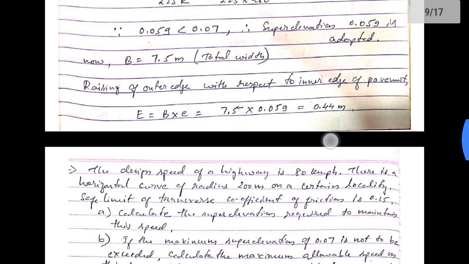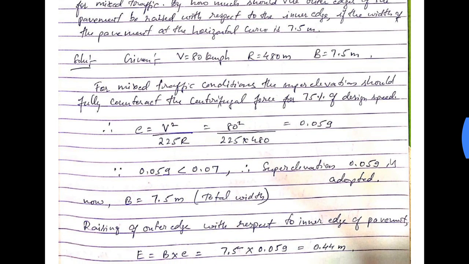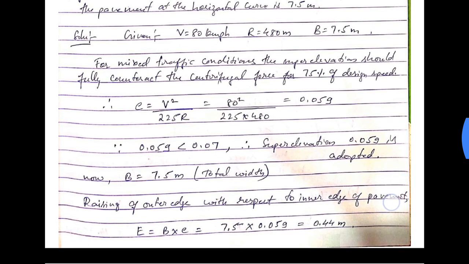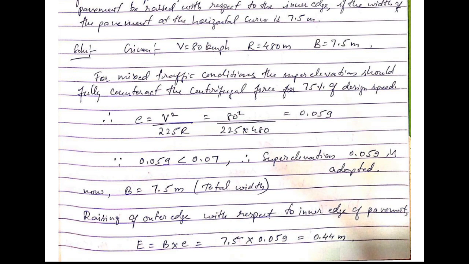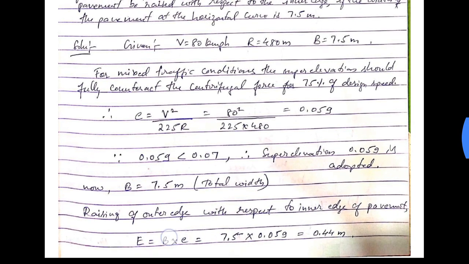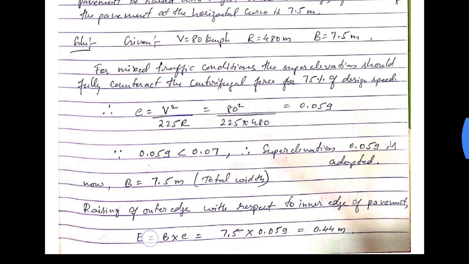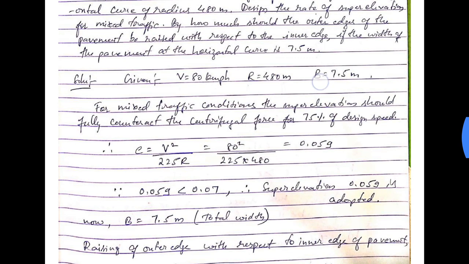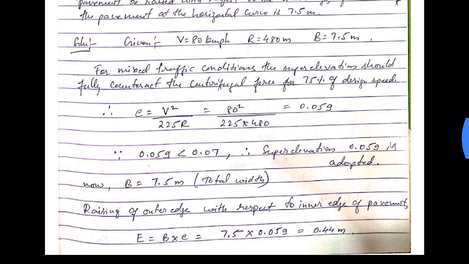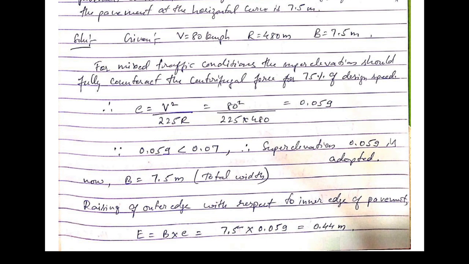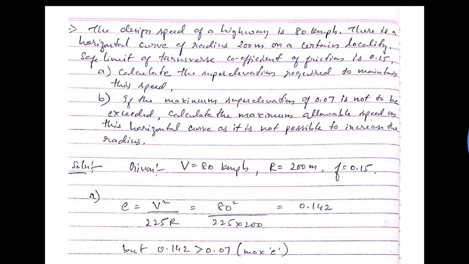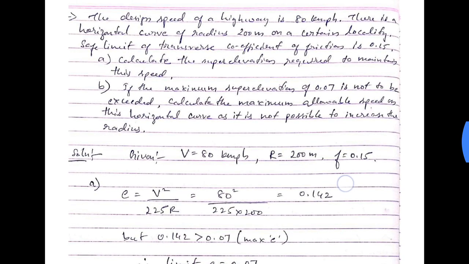Now given in the question that the width of the road is 7.5 meters, we need to find out by how much we need to raise the outer edge of the road with respect to the inner edge. Okay, so the formula is capital E equal to B into E. Capital E is the value that we need to raise. We know B, it is given in the question, 7.5, and E we just found out, 0.059. So we get the answer 0.44 meters. Okay, we'll now move ahead with the next problem.